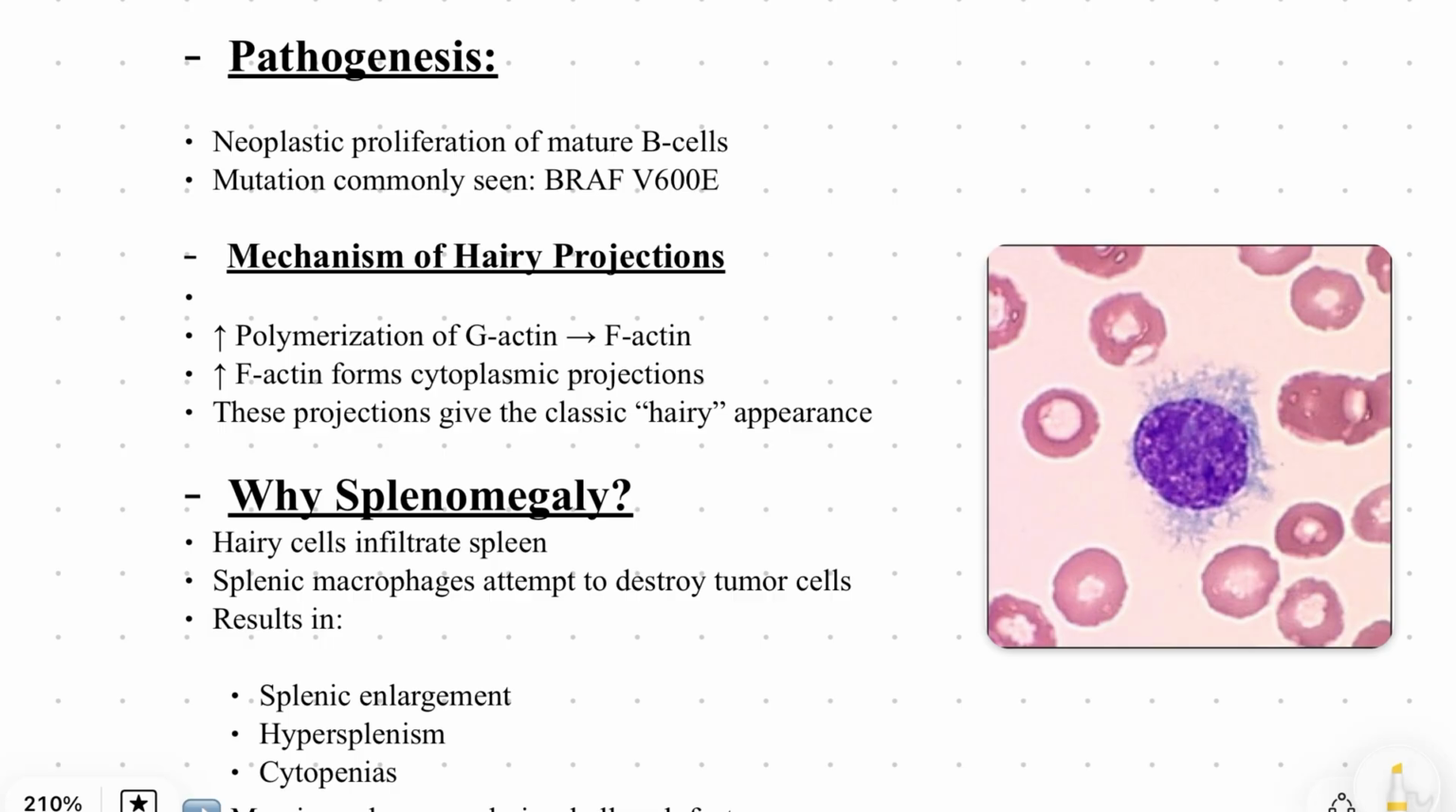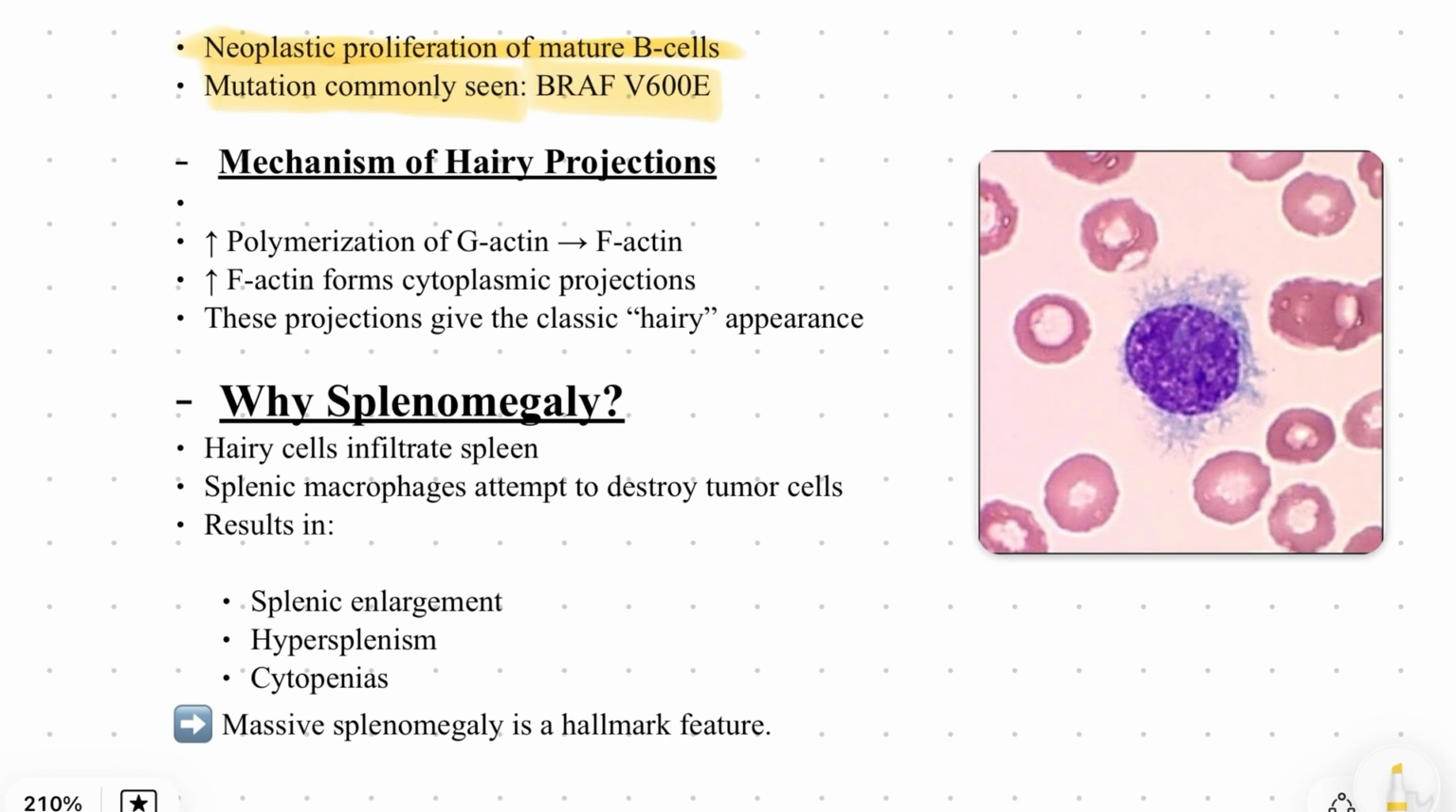So pathogenesis, why does hairy cell leukemia actually occur? It's a neoplastic proliferation of mature B cells. There will be a mutation commonly seen in BRAF V600E. BRAF V600E, you need to remember this. It is a very important gene.